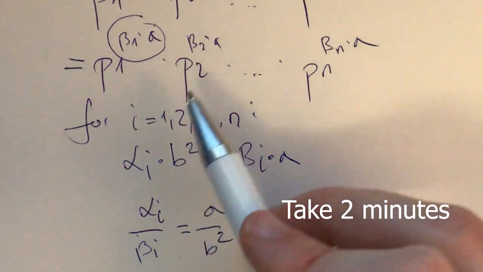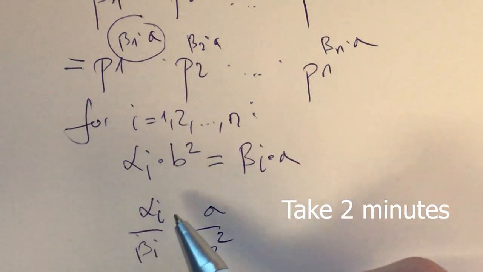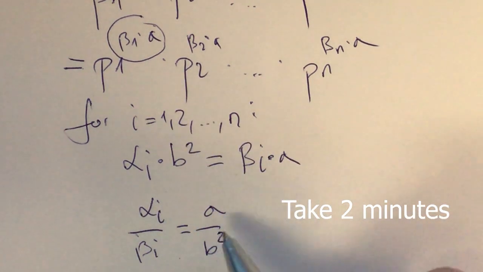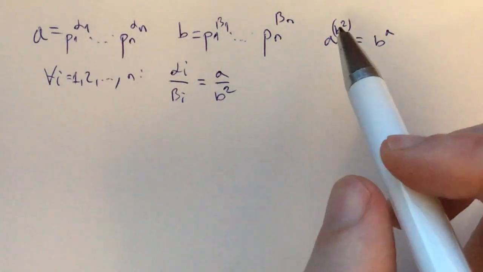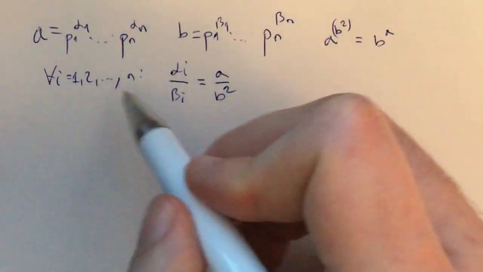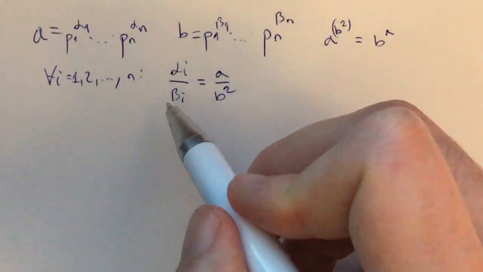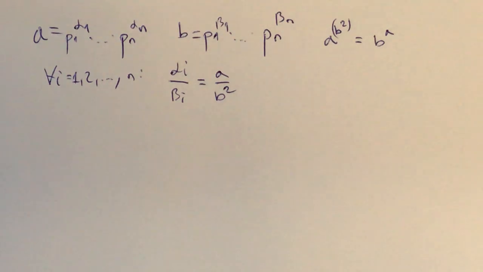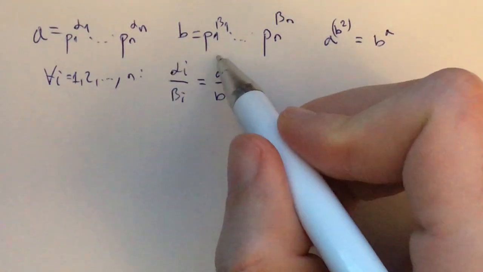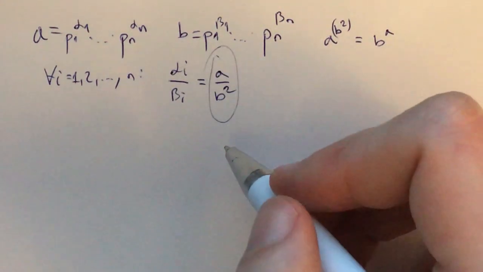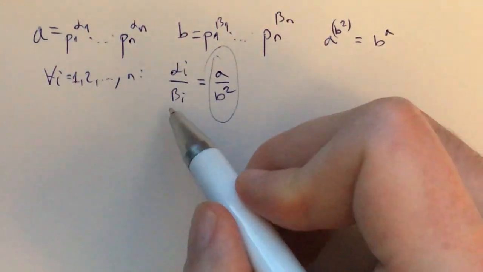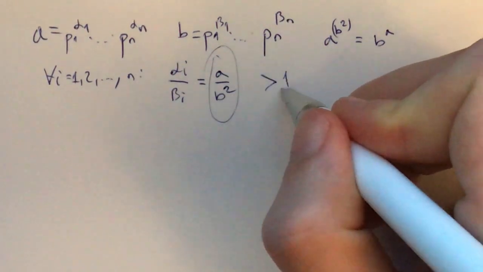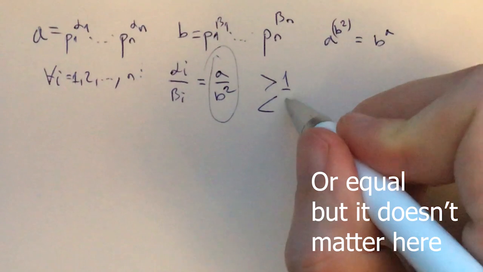For each i, 1 to n, we have alpha i over beta i is a over b squared. So this is the situation thus far. Now the question was, what does this mean? Well, it means that this quantity right here, which is constant over all the i's, is either greater than 1 or it is less than 1.